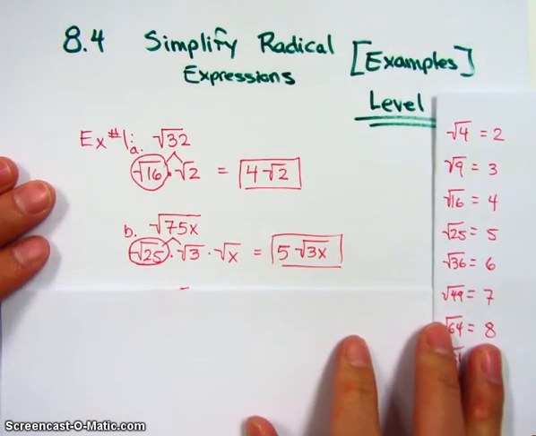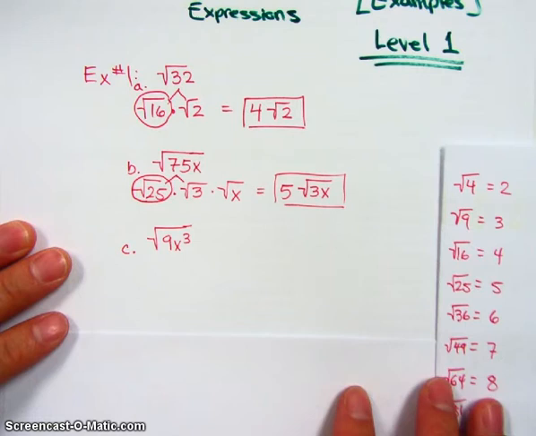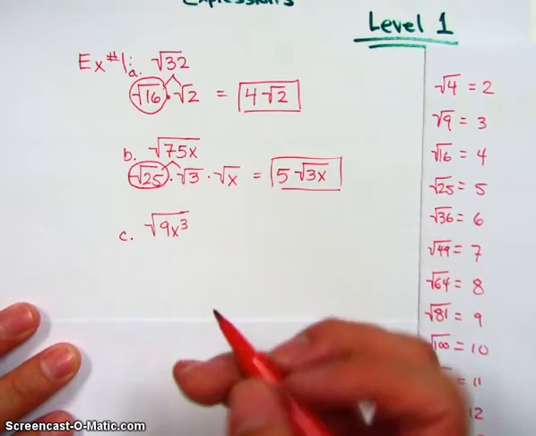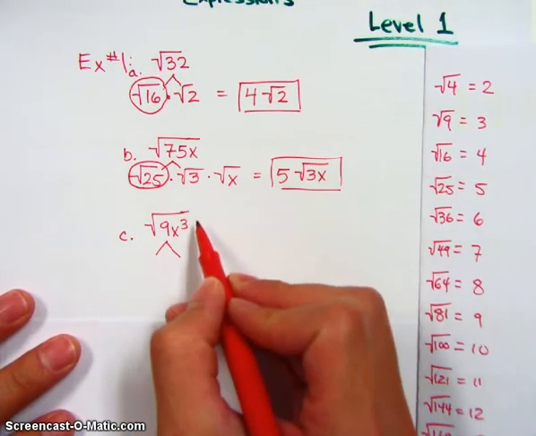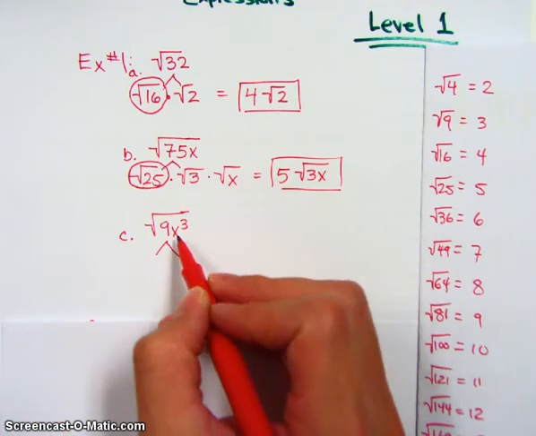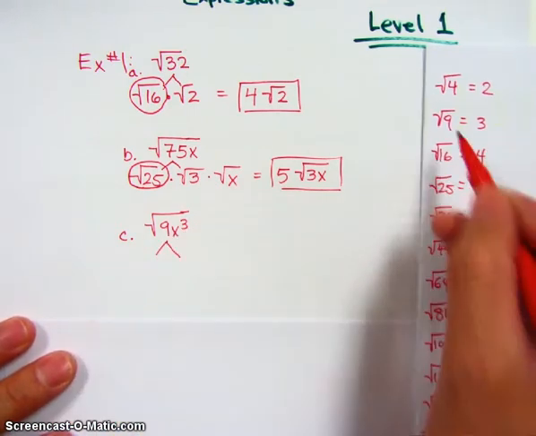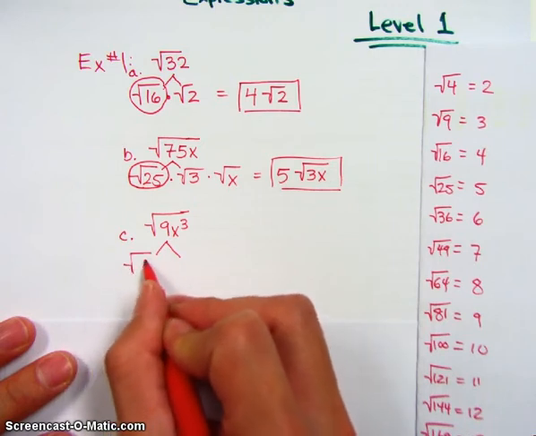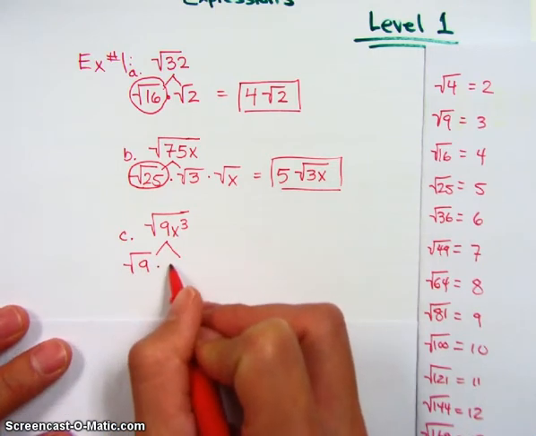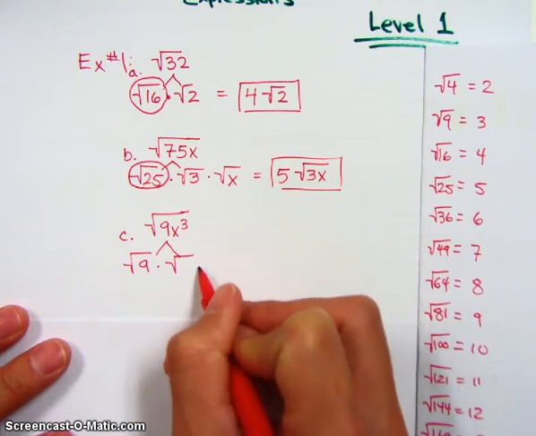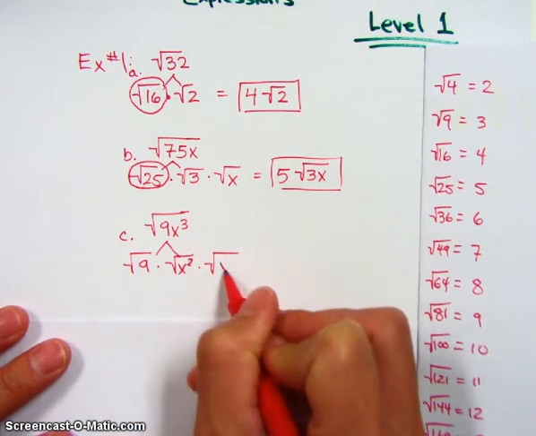Okay, let's try one other. Again, feel free to pause the video and try it out yourself to see if you get the right answer. All right, so here, a little bit more difficult in the sense that it's got more letters and stuff, but no big deal. 9, well, that already is one of my perfect squares, so I'm going to say square root of 9 times. Now x cubed, I want a perfect square, so really I can say that this is x squared times x, right?